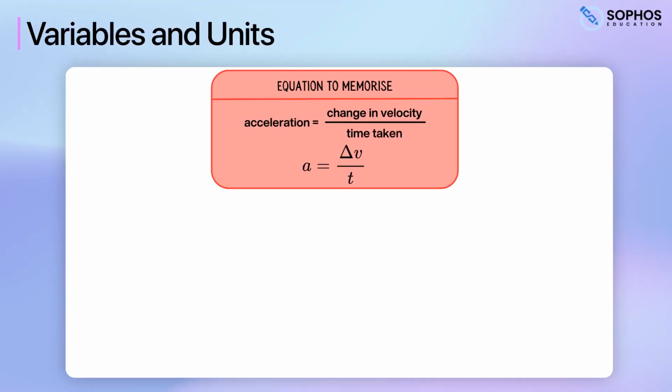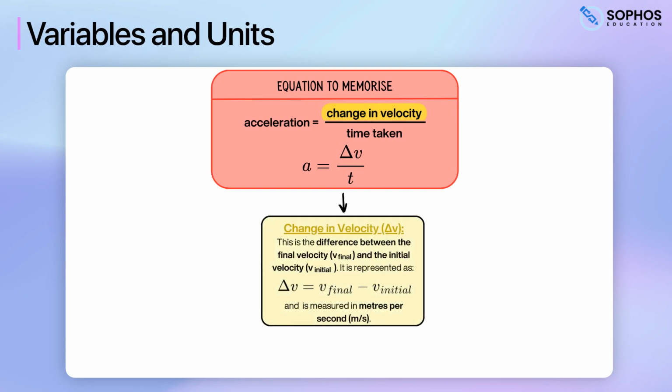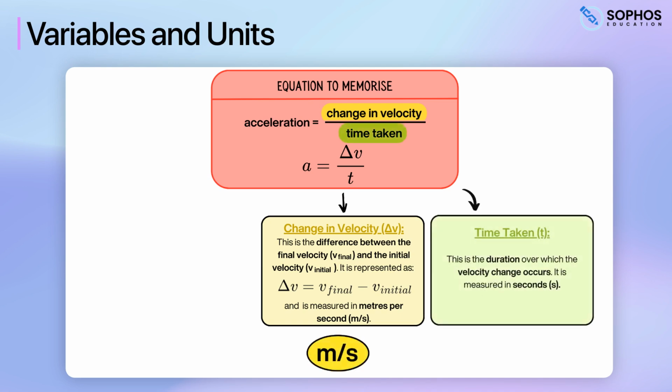To use this formula, we need to understand the two main variables involved. Change in velocity, delta v, is the difference between the final velocity and the initial velocity. It is represented as delta v equals v final minus v initial and is measured in meters per second, m/s. Time taken, t, is the duration over which the velocity change occurs. It is measured in seconds, s.